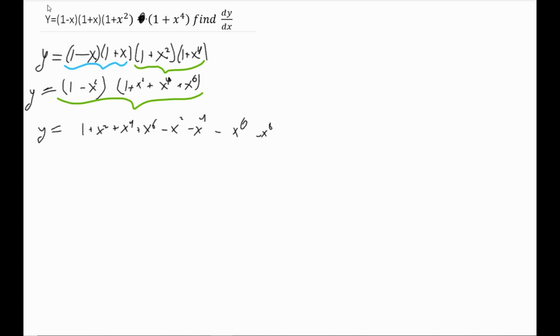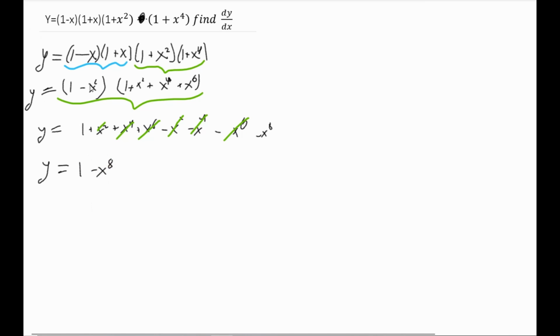Okay. Well, this works out nicely because we have a positive x squared here and a negative x squared, so those cancel. Positive x to the 4th and negative x to the 4th, those cancel. Positive x to the 6th and negative x to the 6th, those cancel. If they didn't, then you would add them together and then take the derivative. This example just happened to work out nicely. So then we're left with y equals 1 minus x to the 8th.